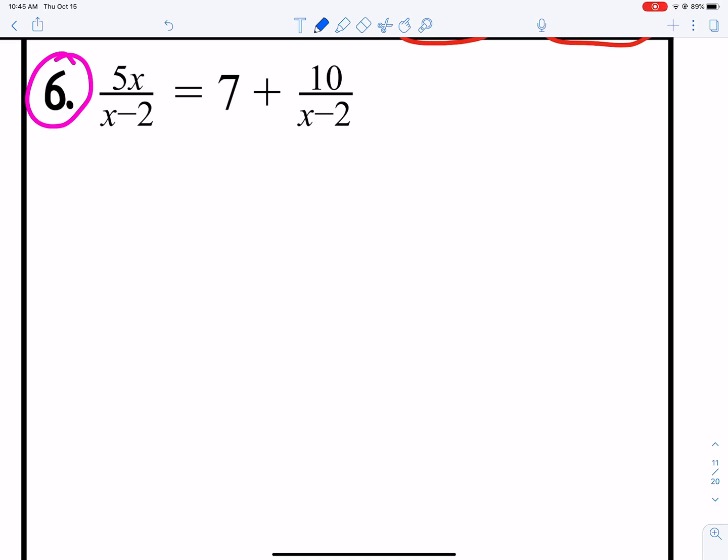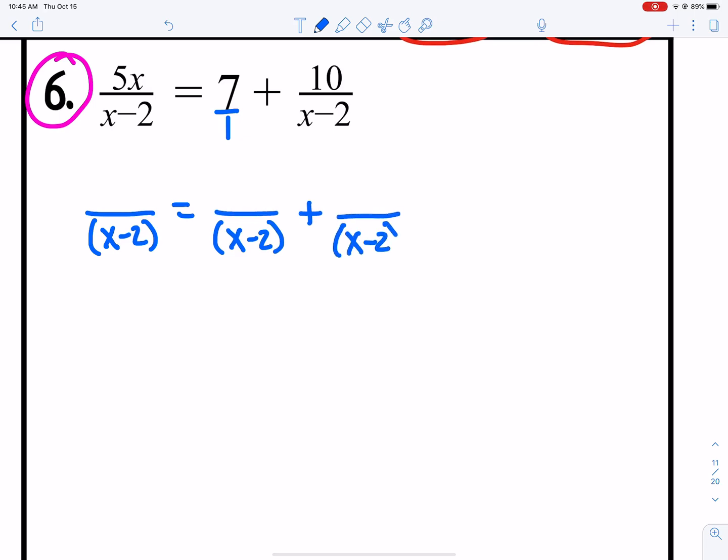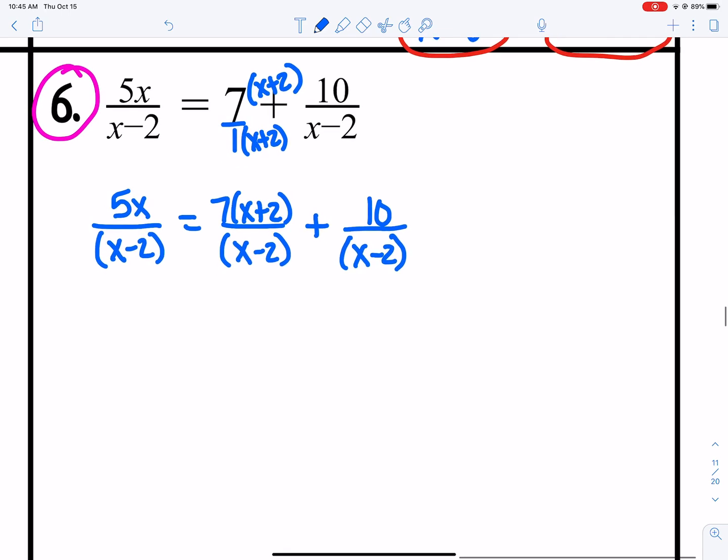We have 5x over x minus 2 equals 7 over 1, and then 10 over x minus 2. So what we can do now is let's just do this the same way we did the others. So I'm going to make them all have a common denominator of x minus 2. So 5x already has that denominator, and 10 already has that denominator. So the only one that needs extra work is the 7. So I need to multiply the 7 by x plus 2. Or excuse me, x minus 2.